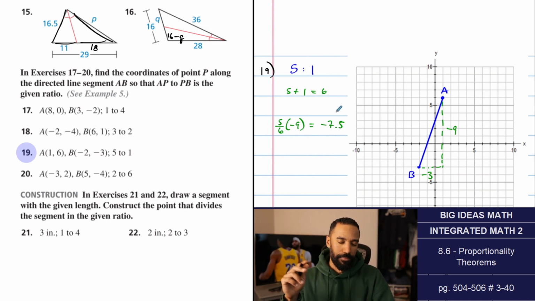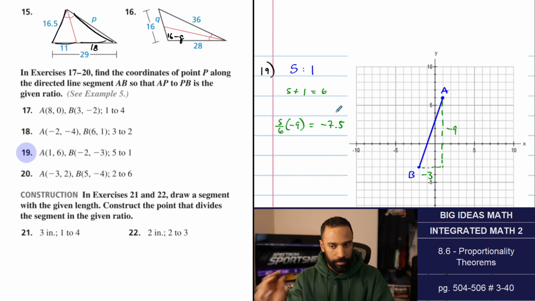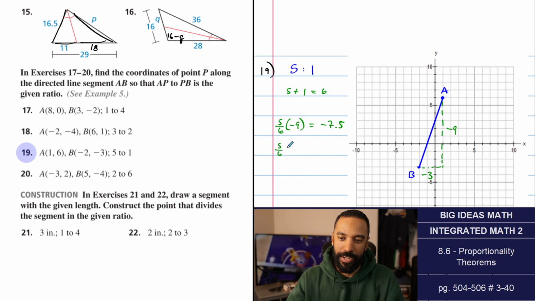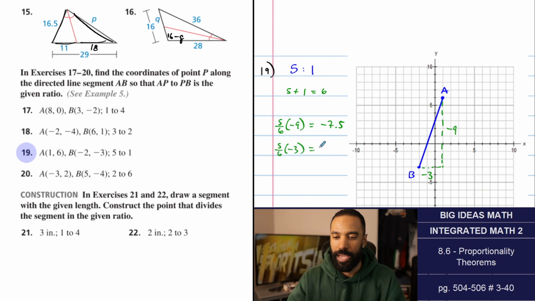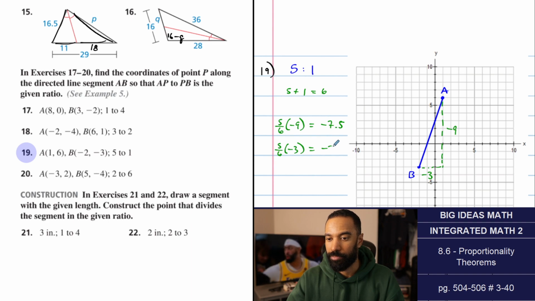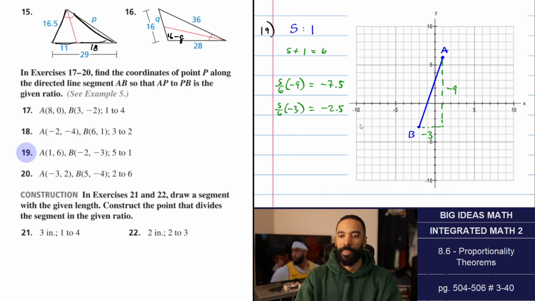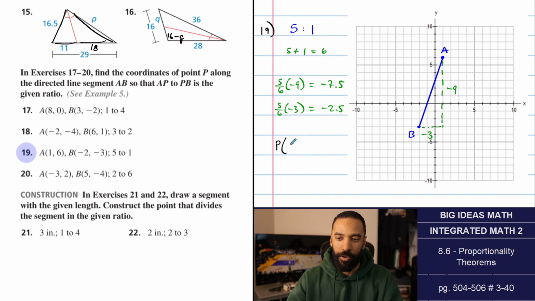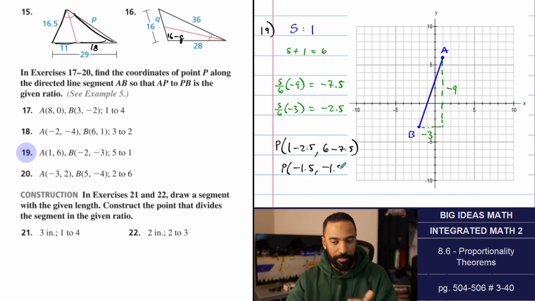Sounds right. Yes, that is right. And then 5/6 of -3 is -2.5. Okay, so we're going to go 7.5 down from A and 2.5 to the left of A. So instead of at 1, 6, we'll go 1 minus the 2.5 and 6 minus the 7.5. So P will be at -1.5, comma, -1.5.